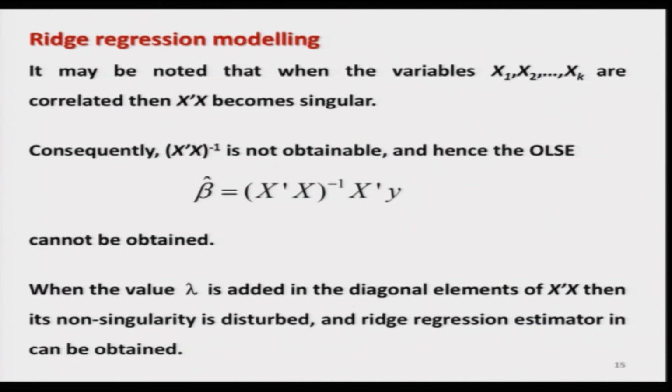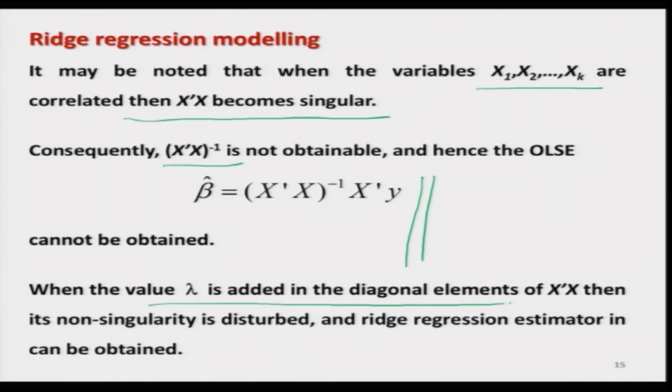Okay, this is exactly what I am trying to show you here: if x1, x2, ..., xk are correlated, then x transpose x becomes singular and then (x transpose x) inverse is not obtainable. So, the ordinary least squares estimator cannot be obtained. When we add the lambda values to the diagonal elements of x transpose x, it changes the matrix from singular to non-singular, and then we can find the inverse, and hence we can obtain the ridge regression estimator.